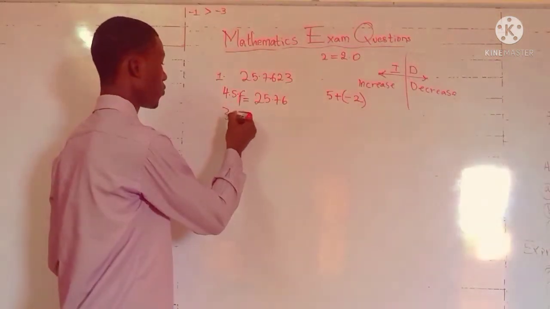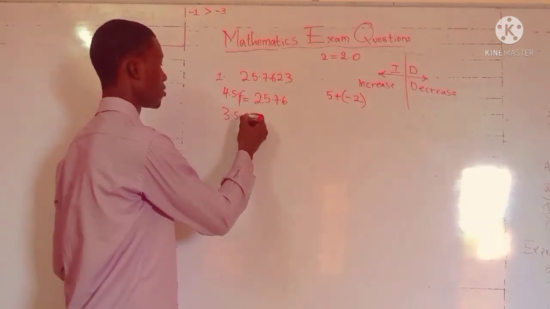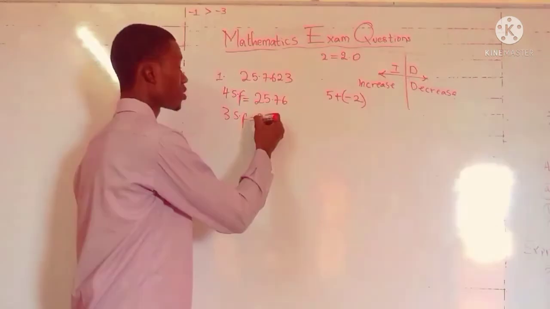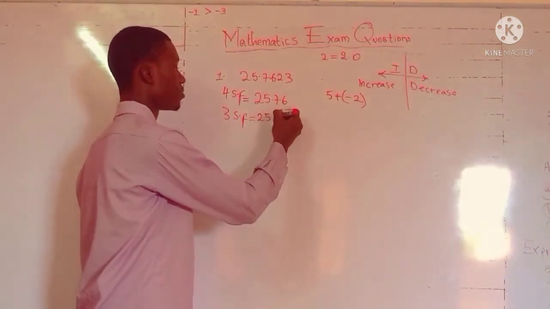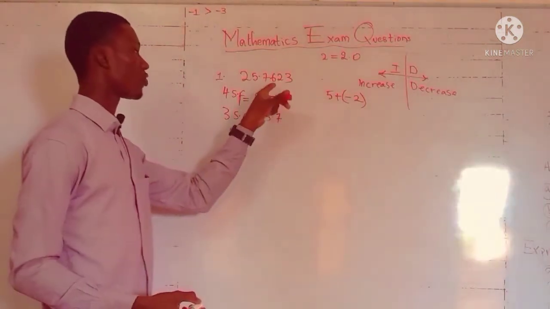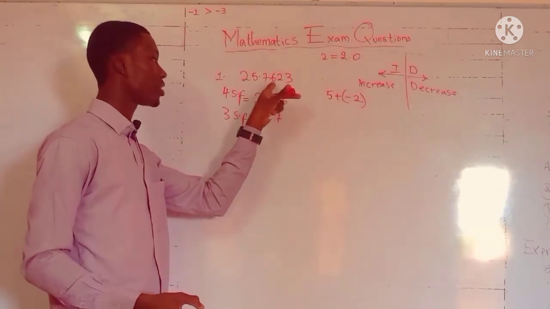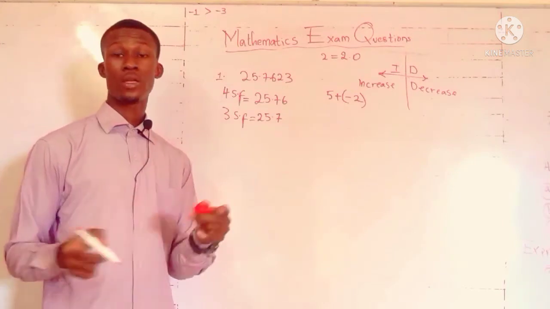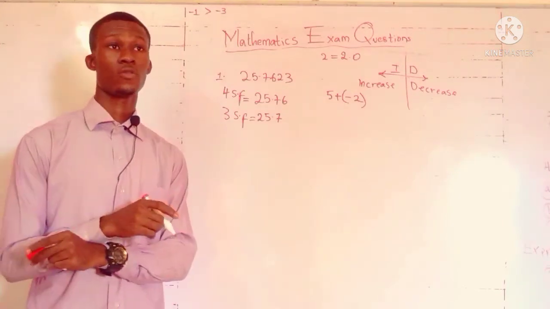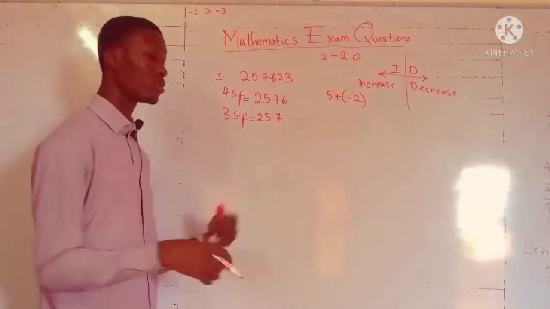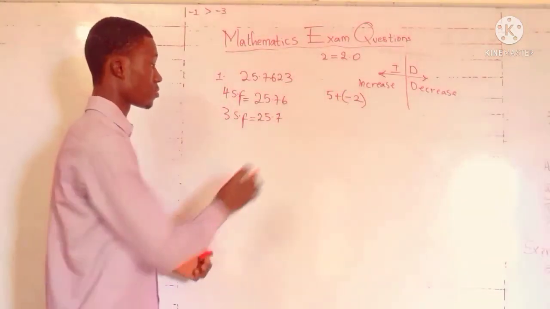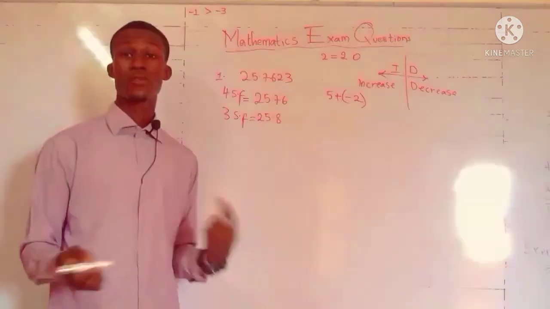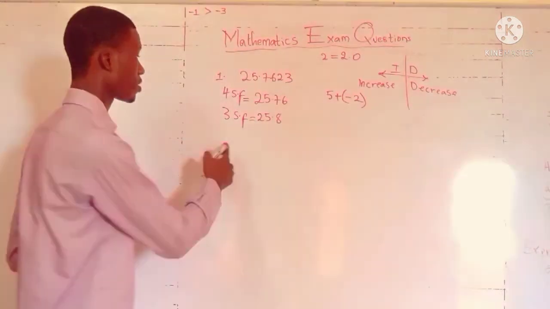Now in 3 significant figures, we'll just count 3 digits. 25.7. Now we shouldn't forget that the next number, which is 6, is up to 5. So 6 becomes 1 and then attaches itself to 7. Then 7 becomes 8. As easy as that. So now let's move to the next one.